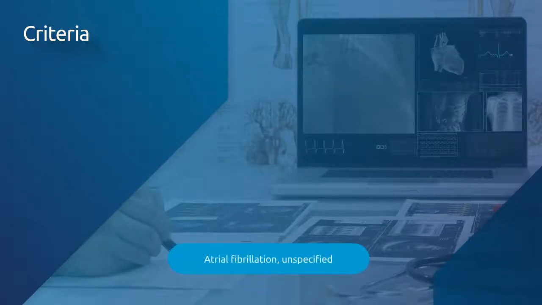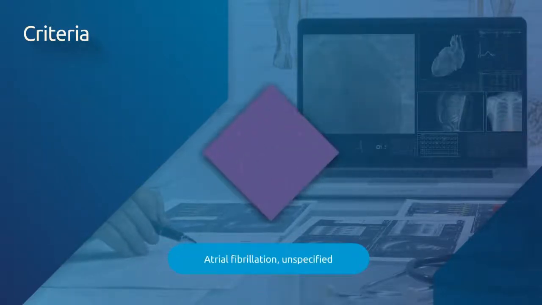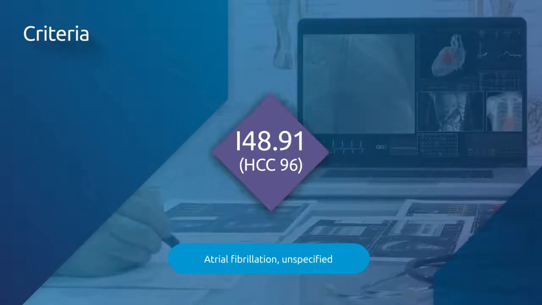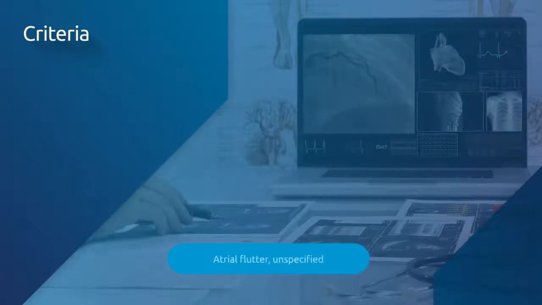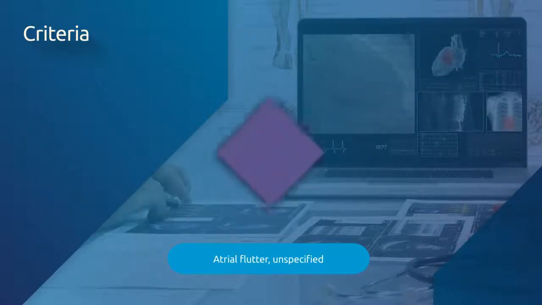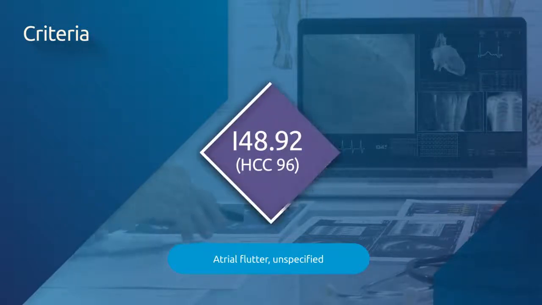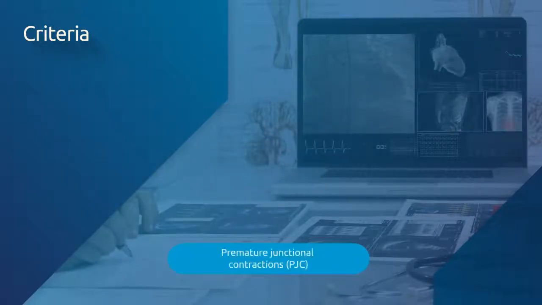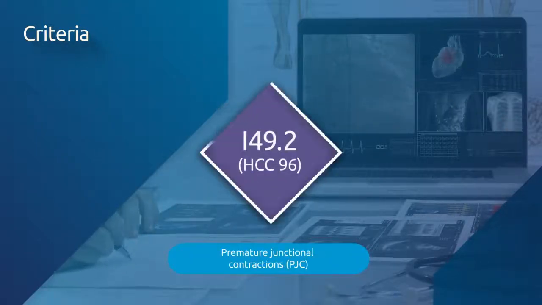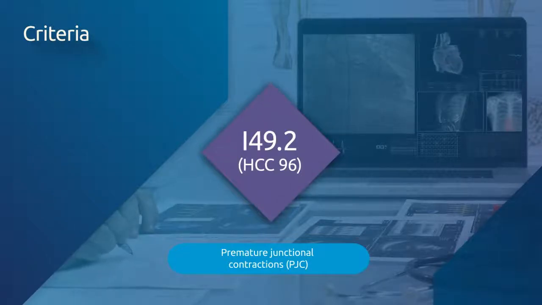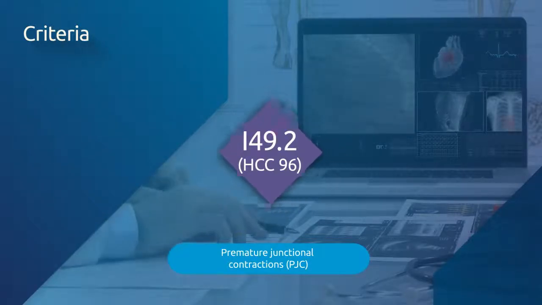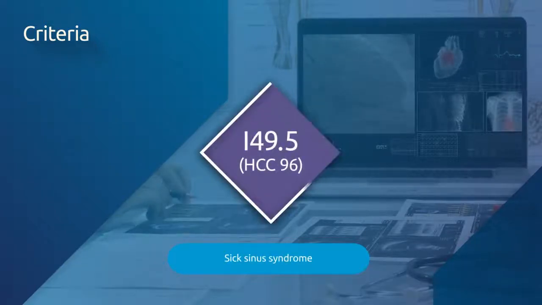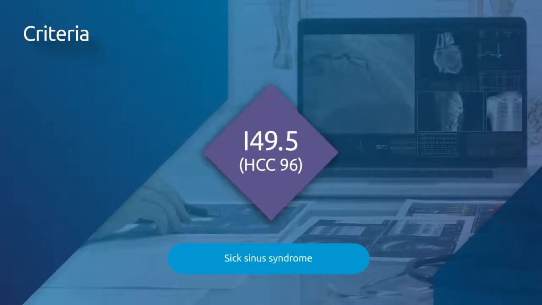When the condition is unspecified atrial fibrillation, the code is I48.91, HCC 96. It is followed by unspecified atrial flutter, whose code is I48.92, HCC 96. In case of premature junctional contractions, the code is I49.2, HCC 96. And lastly, for sick sinus syndrome, the code is I49.5, HCC 96.